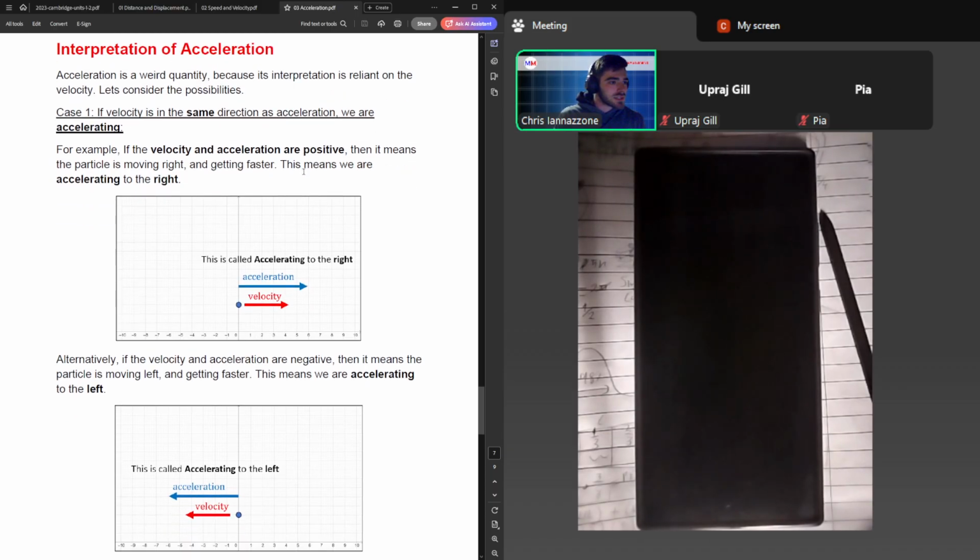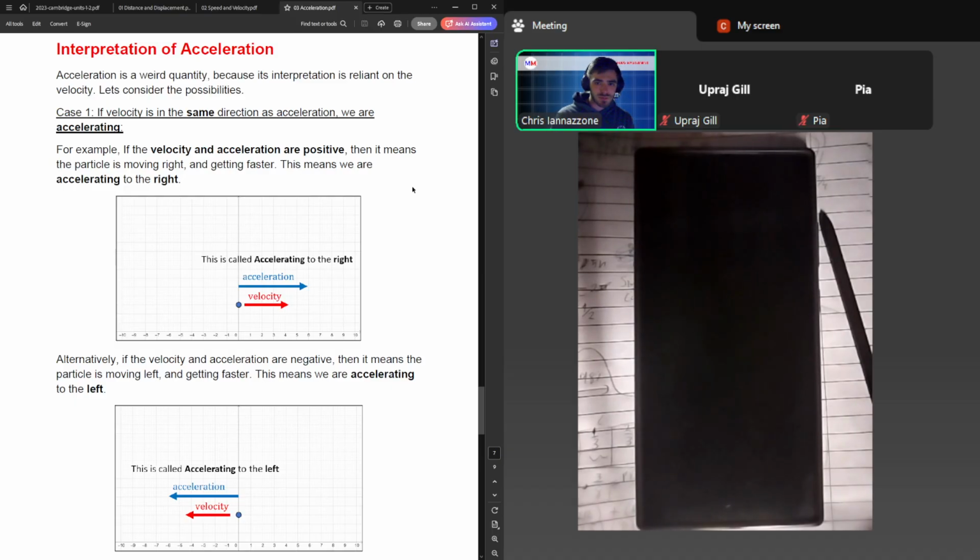Now, here's where it gets a little bit weirder because interpretation of acceleration is reliant on velocity. I spent a lot of time trying to figure out how to explain this in the best way. We'll look at a few different scenarios that could come up. So, if velocity is moving in the same direction as acceleration, it would be considered accelerating. So for example, if your velocity and acceleration are both positive, it means the particle is moving right and getting faster. We are accelerating to the right.